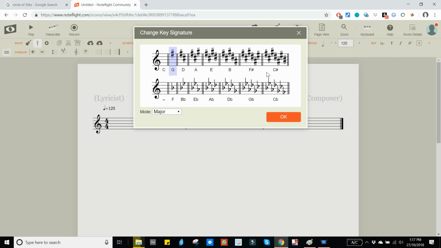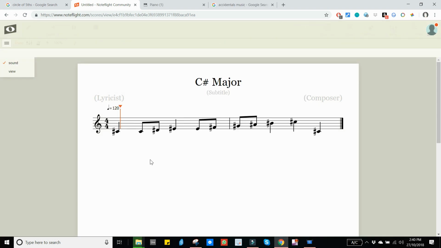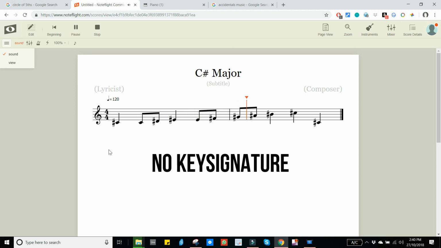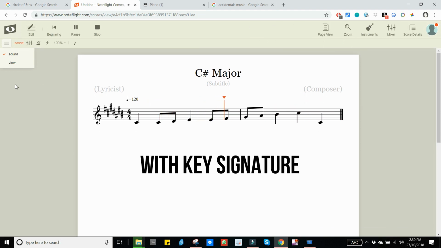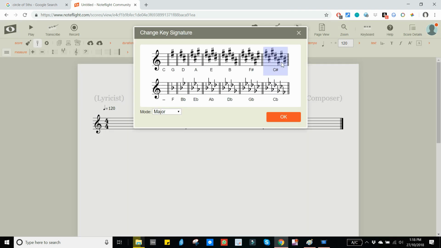Now, can you imagine a piece of music where instead of at the start of each line, they just wrote every single note with a sharp next to it? If you're in C sharp major, what a disaster that would be to read. So that's why we have key signatures.